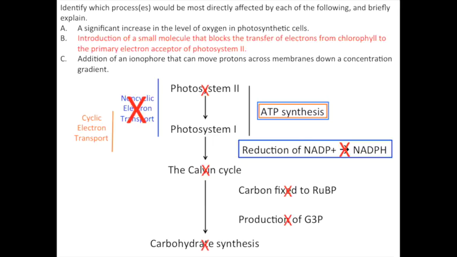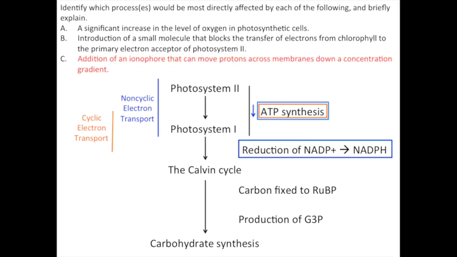Finally, we're asked to consider what would happen upon addition of an ionophore that can move protons across membranes down a concentration gradient. This means that the proton gradient generated by the electron transport chain could be discharged without the protons having to go through ATP synthase. So ATP synthesis would go down. Some of the protons would still go through the synthase, since it's still functional, so some ATP could be made, but it would be much less.